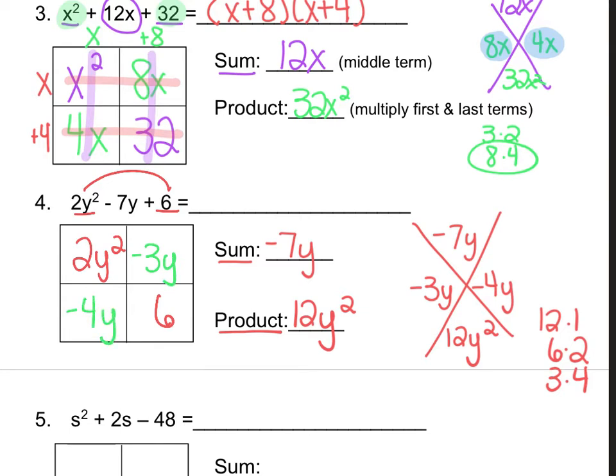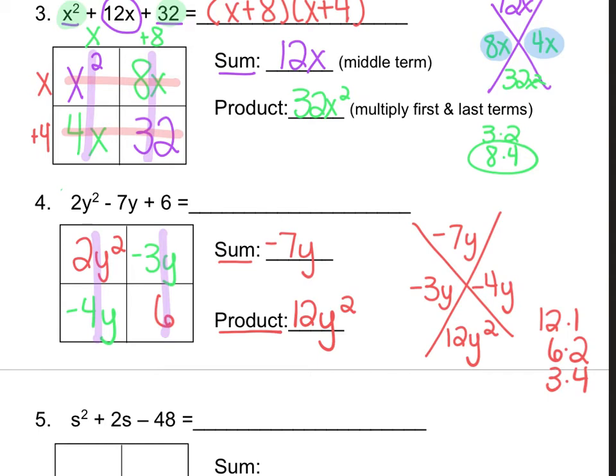Because remember, if I was working backwards to get this answer right here, I would say 2y squared plus these two things, which would be negative 7y, plus 6, that would be my answer. So I had to work backwards to figure out what actually went in the box. So now my goal is to column factor and row factor to get my starting factors.